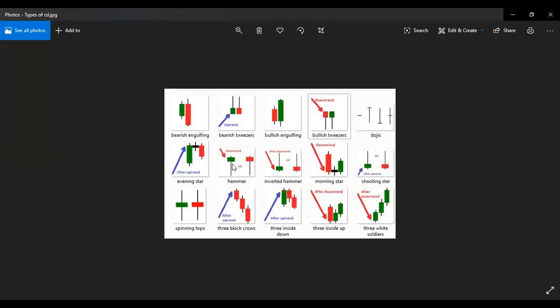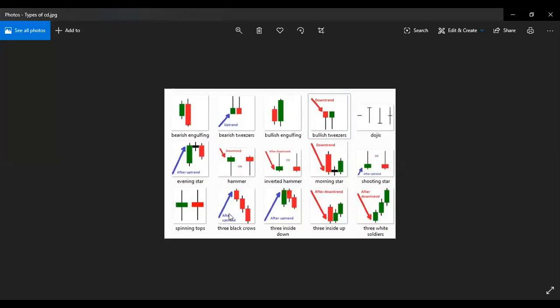It means that sellers are not able to take price further down, so buyers are jumping in, so you need to buy. When you see a shooting star, it means buyers are not able to take price higher than it's currently trading, so you need to sell that particular currency.